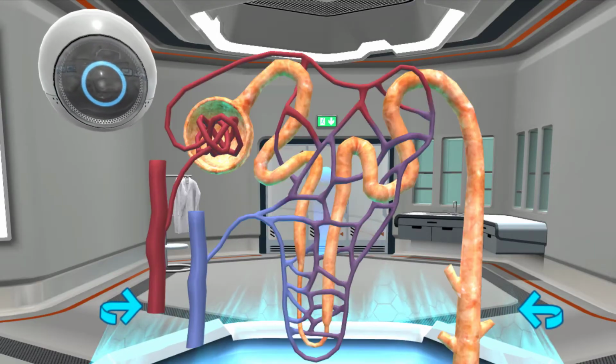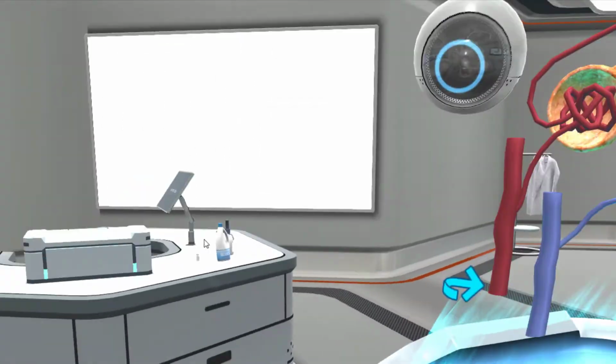Let's see if you can do it. Move to the analytical workbench by clicking on it.